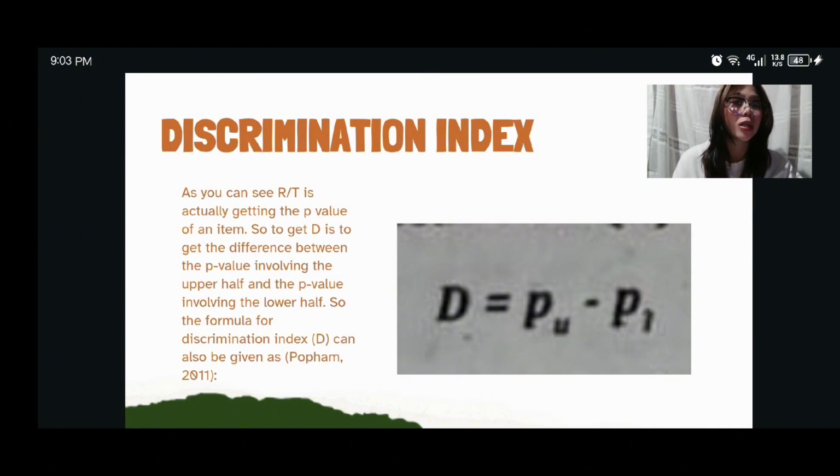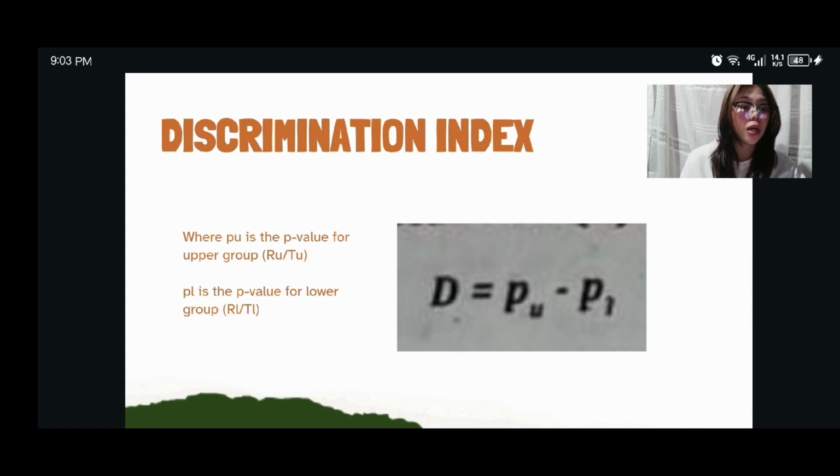In order to calculate the formula, we must calculate the p-value, which is the difficulty index for the high scoring group. This is the proportion of students in the high scoring group who answer the items correctly. We have Pu equals Ru over Tu.